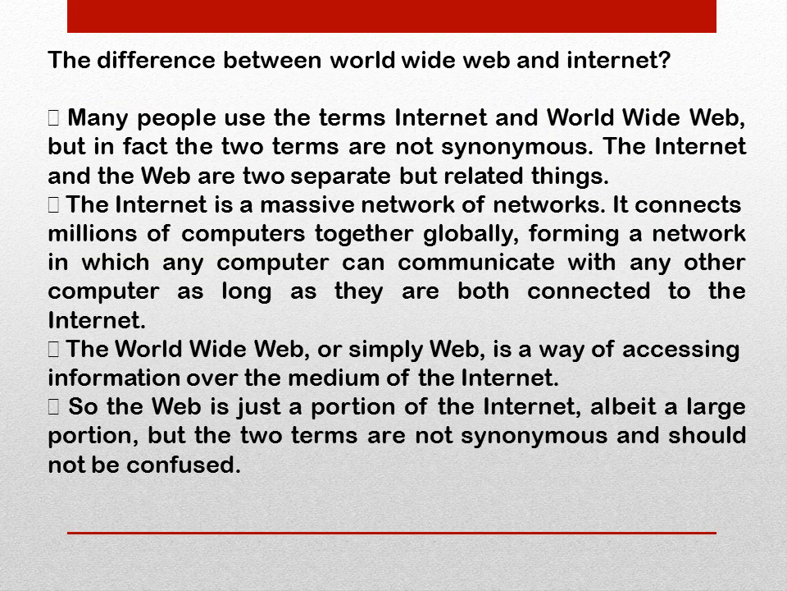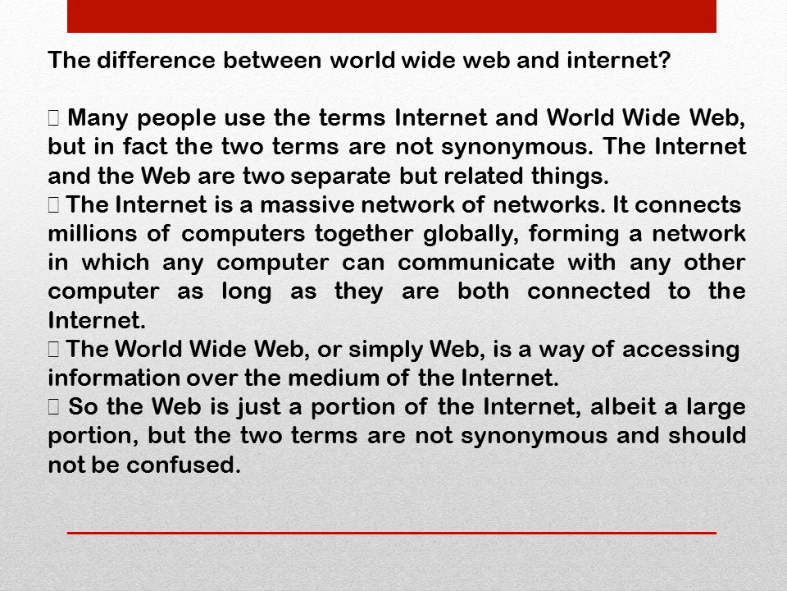So what is the difference between the World Wide Web and the internet? Many people use the terms internet and World Wide Web, but in fact the two terms are not synonymous. That is very important. The internet and the web are two separate but related things. The internet is a massive network of networks, as I told you, and it connects millions of computers together globally, forming a network in which any computer can communicate with any other computer as long as they are both connected to the internet. So an internet connection is very important. Then only they can connect to each other.